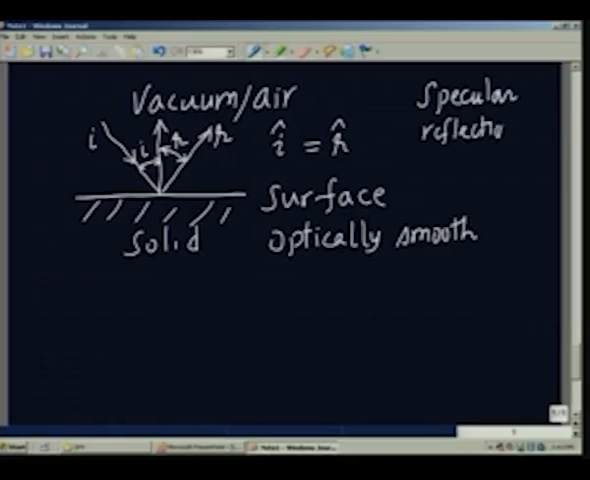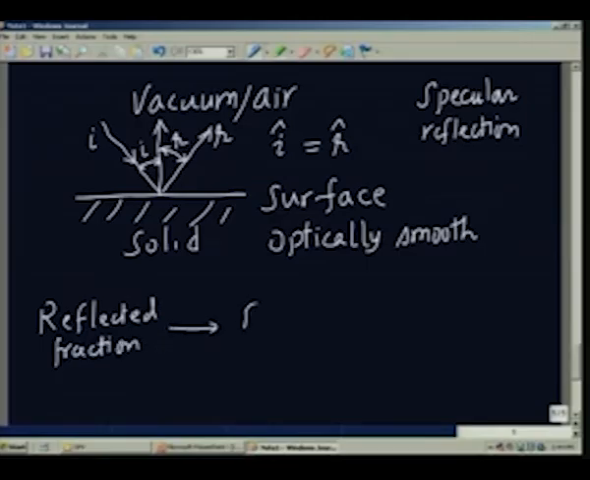So, how do we characterize this reflection? If some amount of energy is incident, or some amount of power is incident on the surface, the fraction of the power which is reflected is the reflectivity. So, we can say reflected fraction, we will call it as reflectivity.